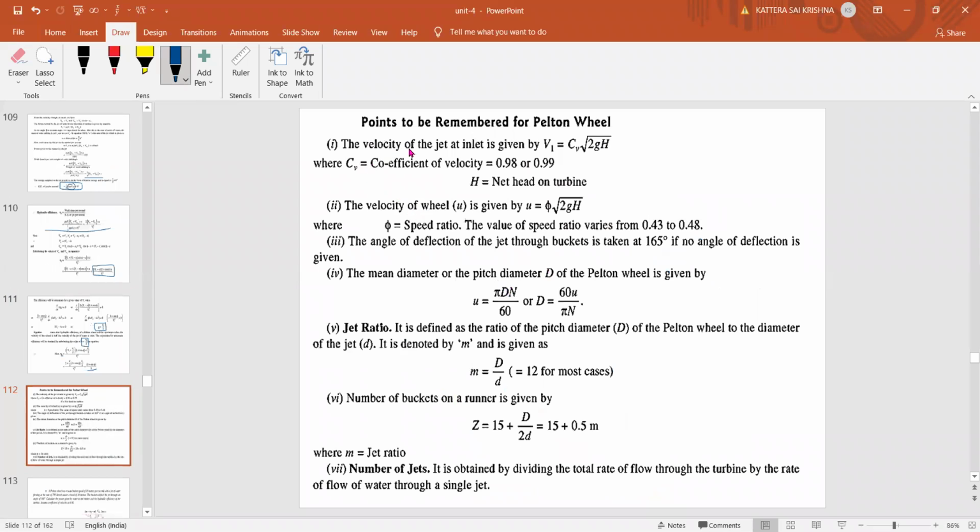The velocity of the jet at inlet can be calculated by using this formula: V1 equal to CV into under root of 2GH, right? Already we have seen this formula in case of discharges, where we have found it. Velocity is equal to coefficient of velocity into under root of 2GH, where H is the net head at the turbine. Next we need to find.